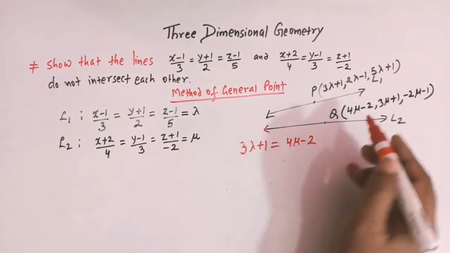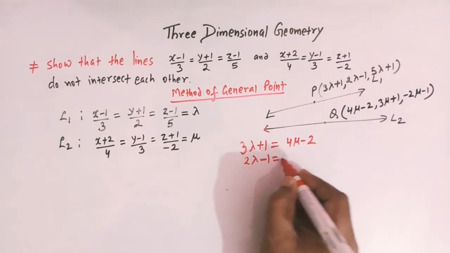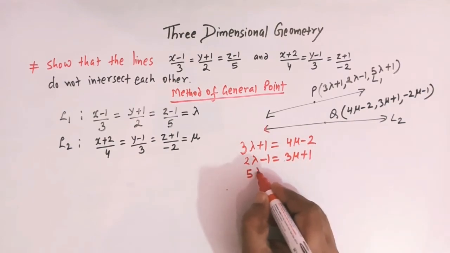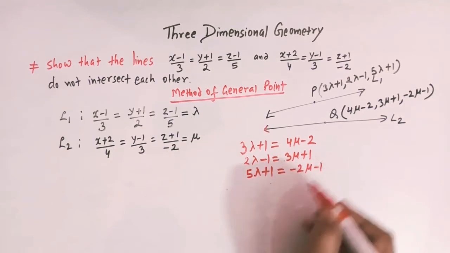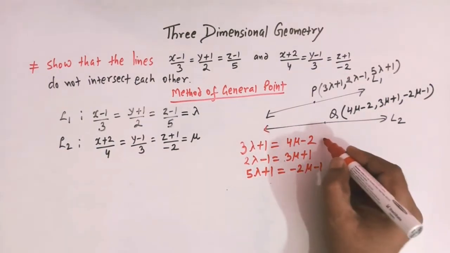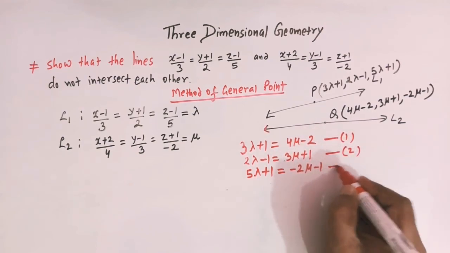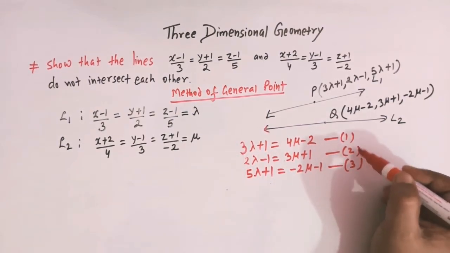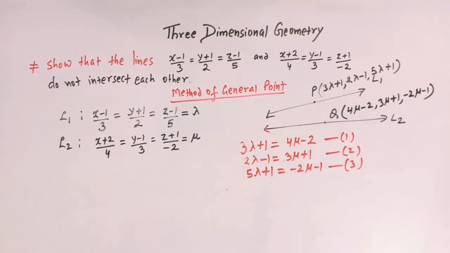So when these two lines intersect each other, it means again 2λ - 1 must be equal to 3μ + 1, and then 5λ + 1 is equal to -2μ - 1, right? So we have got here three equations, 1, 2 and 3. Now we can take any two equations from these three equations and solve them for λ and μ, right?